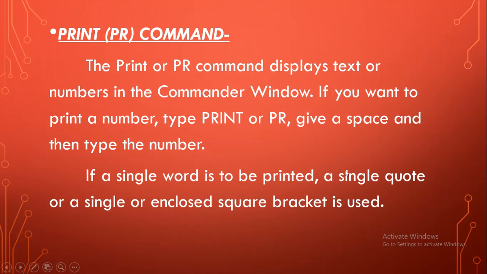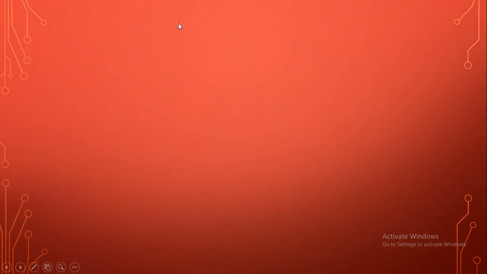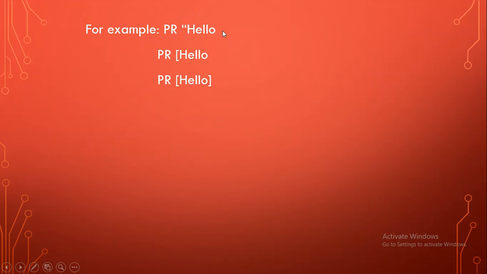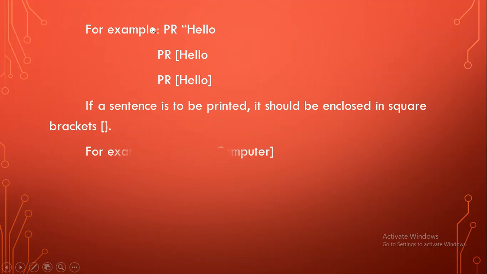If a single word is to be printed, a single quote or a single enclosing square bracket is used, just like this. I will show. Here you can see, for example, you have to type hello, because this is a single word. You can type this hello by using these 3 methods. The first one is simply type PR, then a single quote, then hello. You can also use PR, then a square bracket, then hello. And you can also use PR, then an enclosing bracket with hello inside it. So this is the method for printing any text in your drawing area.